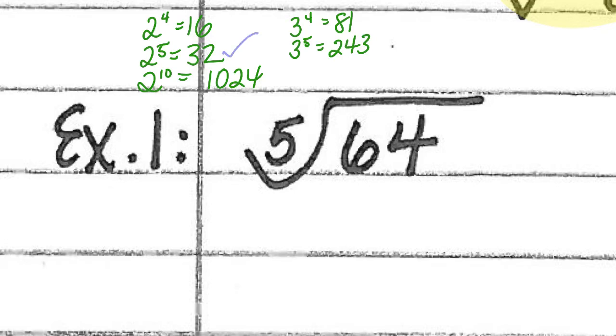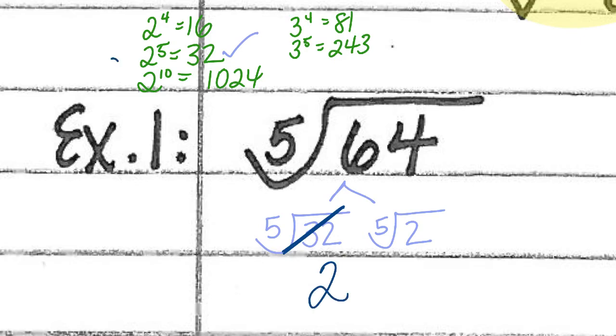The 5th root of 64 has the 5th root of 32, which is a perfect root, times the 5th root of 2. So since the 5th root of 32 is a perfect root, I can cross this out and say that this is just 2, because I know that 2 to the 5th power is 32, times the 5th root of 2.